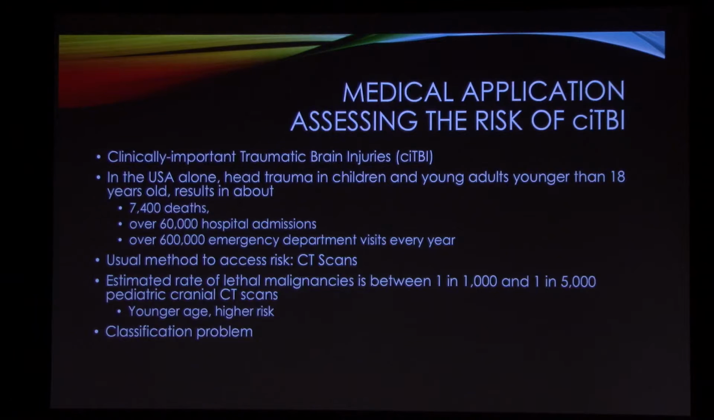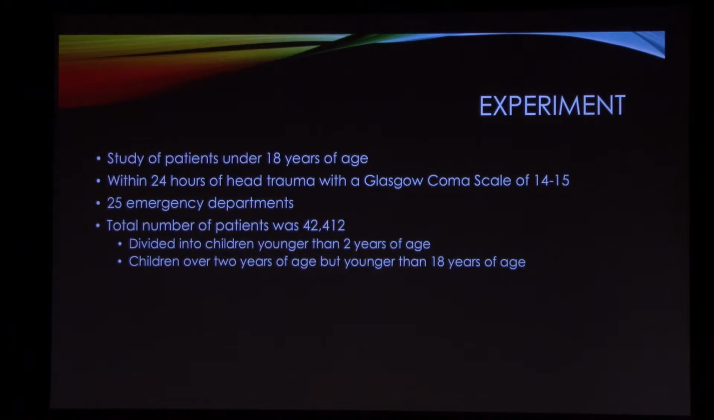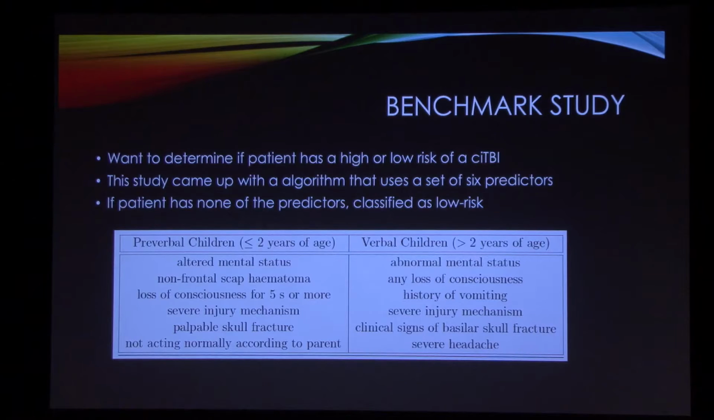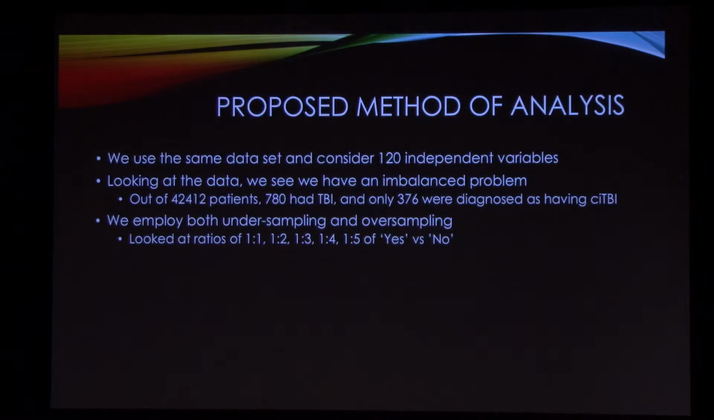So we looked at a past study that looked at patients under 18 years of age from 25 different emergency departments. The total number of patients was 42,412. The original study that did this divided the children into two categories: children that were younger than 2 years of age and children that were older than 2 years of age. And for each of those two categories, they gave roughly 6 predictors that could tell a doctor if this patient is low or high risk. And so we're setting out to improve this and give more accurate results.